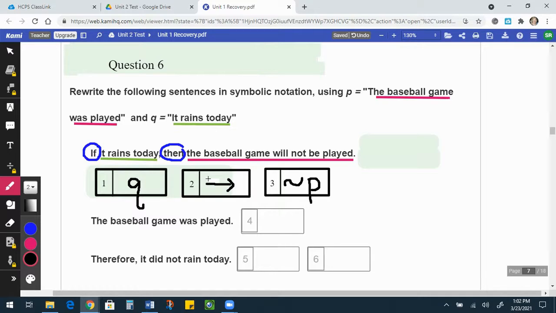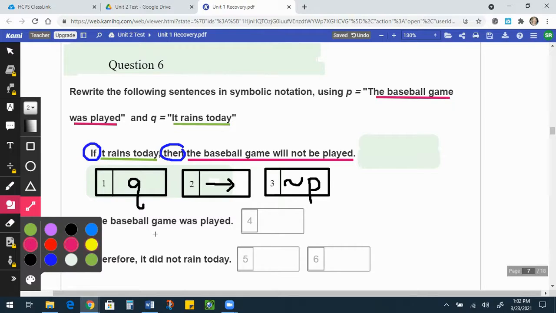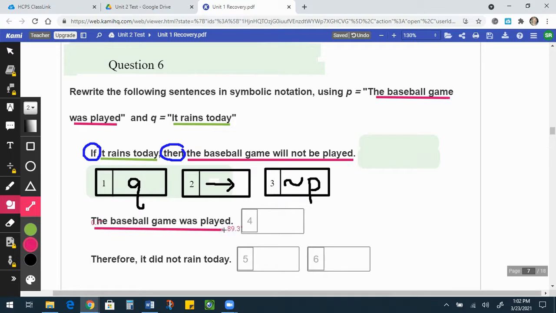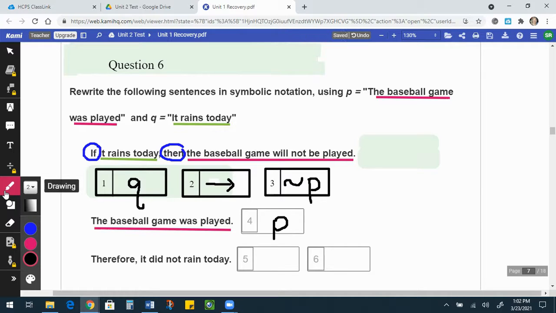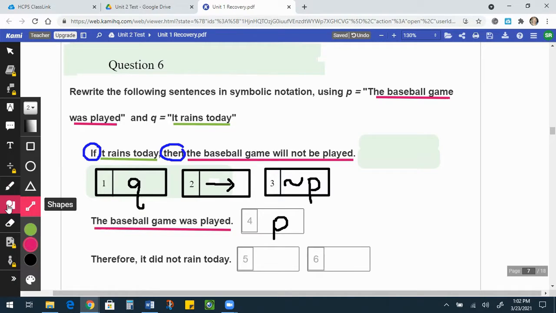Second sentence, the game was played. Let's see, the baseball game was played, not just the game, the baseball game was played. That is a perfect match to P. So in box number 4, I'm going to put in P. And finally, therefore, it did not rain today. All right, we'll come back and take care of the symbol for therefore in a minute.